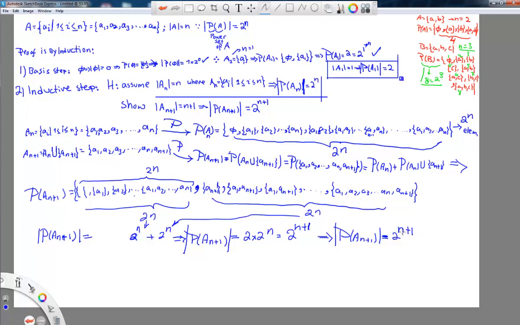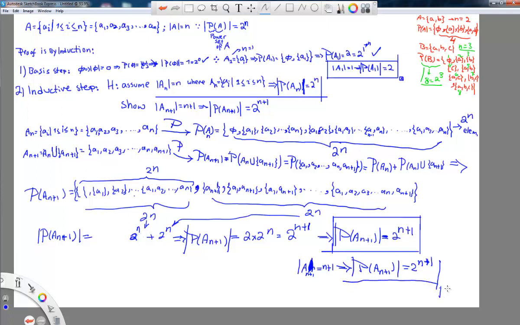And this will prove my induction step, meaning that if the size of A n+1 is equal to n+1, then the size of its power set of A sub n+1 is going to be 2 to the n+1, and therefore my theorem is proven true, and this will conclude my proof by induction.